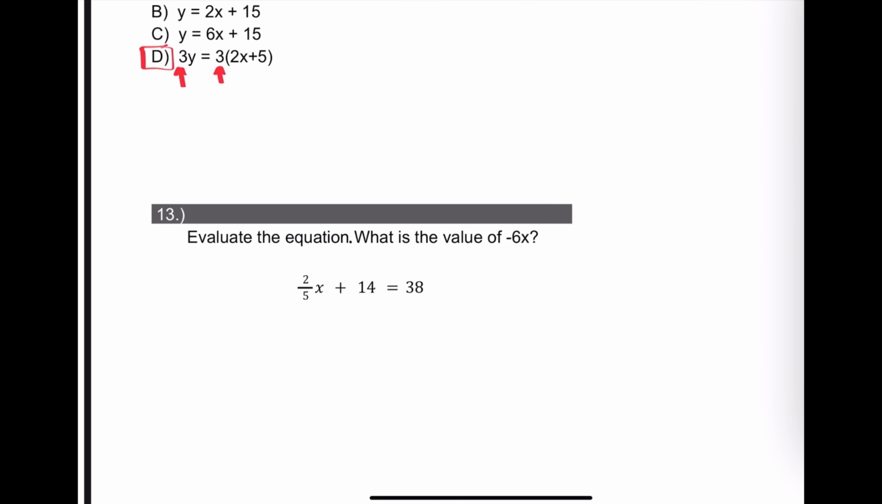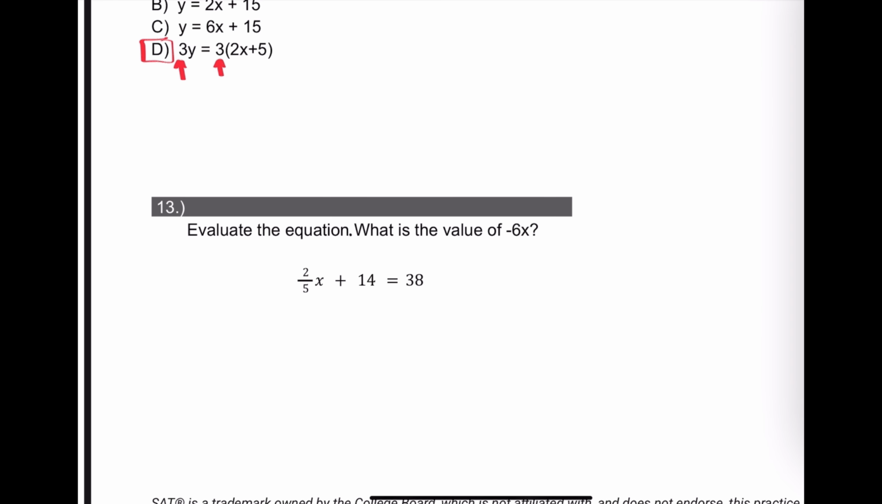All right, number 13, evaluate the equation. What is the value of -6x? So we actually want to solve for x, and then we're going to multiply it by -6 to see what we get. So let's isolate x here. First we want to get rid of plus 14, so we're going to subtract it from both sides, leaving you with 2/5 x equals 24. And then we want to get rid of the 2/5. We could multiply both sides by 5 to get rid of the divided by 5 portion of that. You now have 2x equals 120.